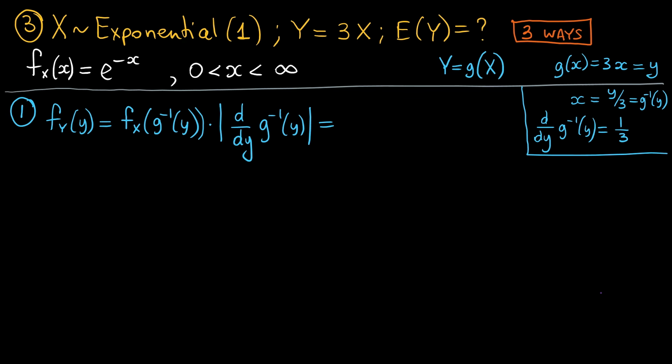So then let's evaluate the PDF of y. It will be the PDF of x evaluated at g inverse of y, which is just y over 3, times the absolute value of the derivative of g inverse of y, which is just 1/3. We don't need the absolute value sign, so that's just 1/3. Now let's replace the value of the PDF of x. So we get e to the power of minus y over 3 times 1/3.